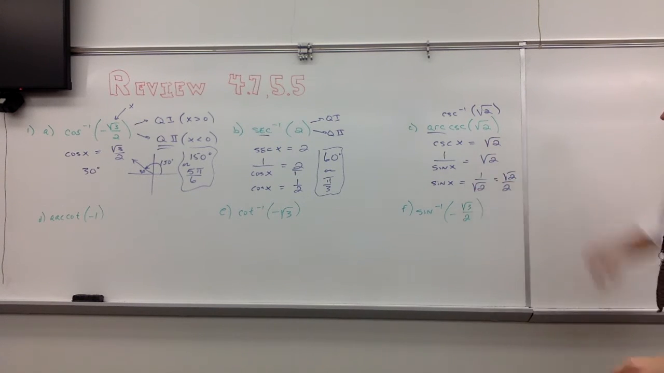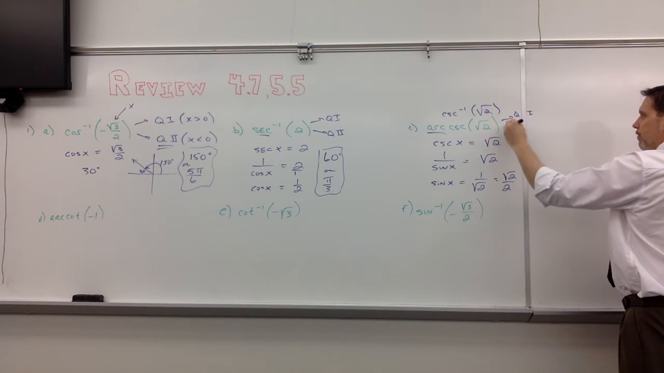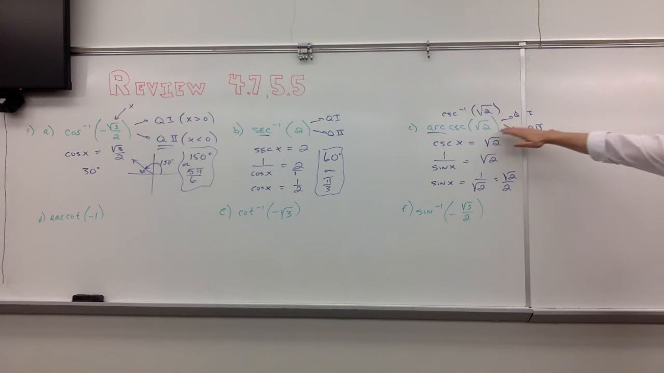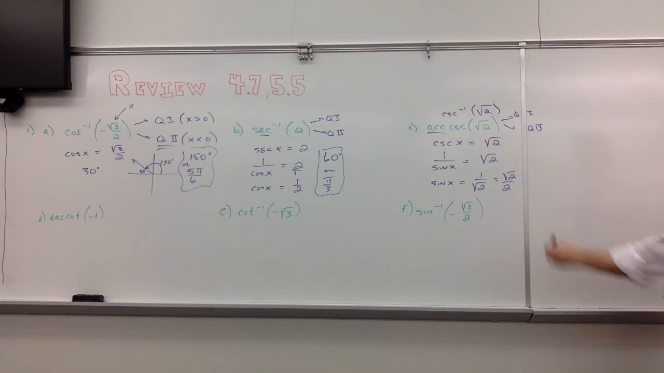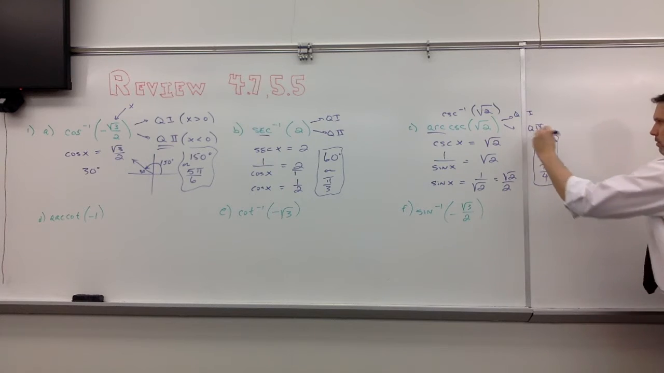And that answer, again, we're talking quadrant 1 or 4. In this case, since we're dealing with positive square root of 2, this will be either 45 degrees or pi fourths, if you're talking radians.